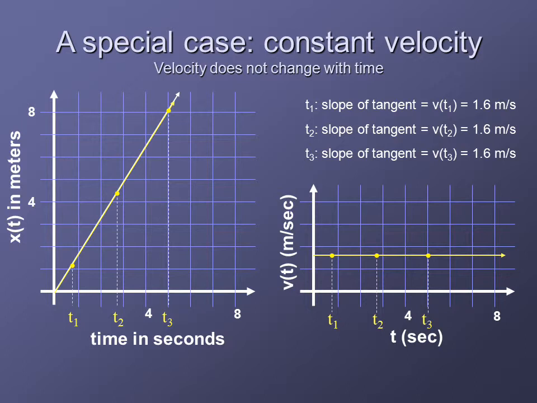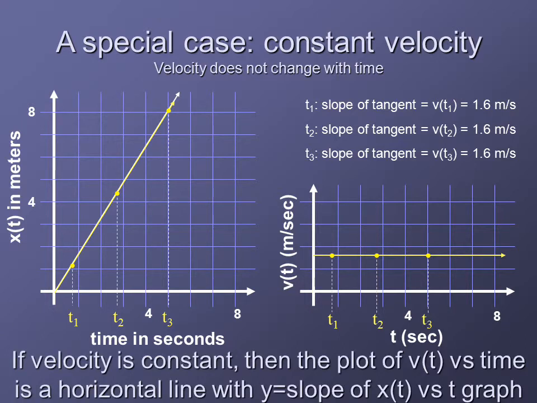And so, while, like I said, this is kind of circular logic, it does at least prove that this whole derivative and slopes of the tangent thing is internally consistent. When we set up a system where we have constant velocity and then we take the tangents, then we actually do get constant velocity. And if velocity is constant, then the plot of velocity versus time is a horizontal line where the vertical position of this line is the same thing as the slope of this line.